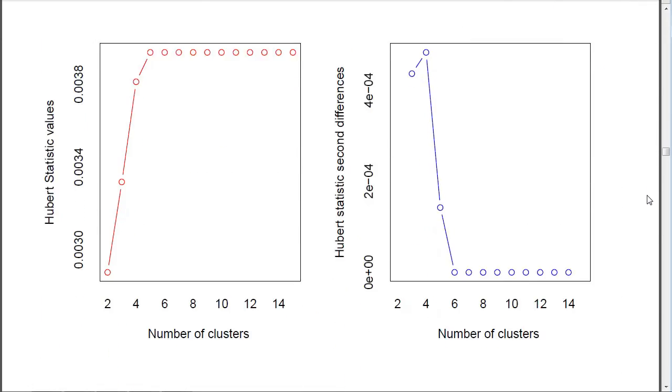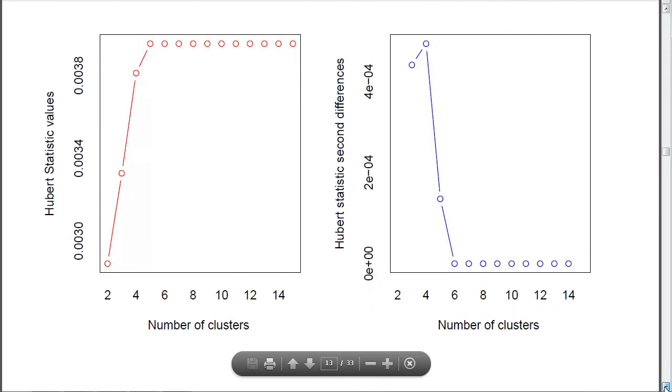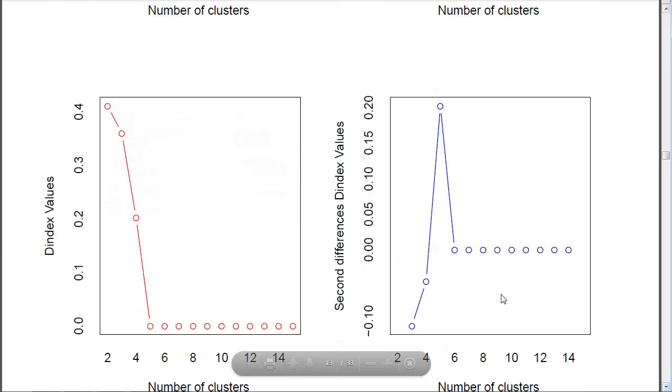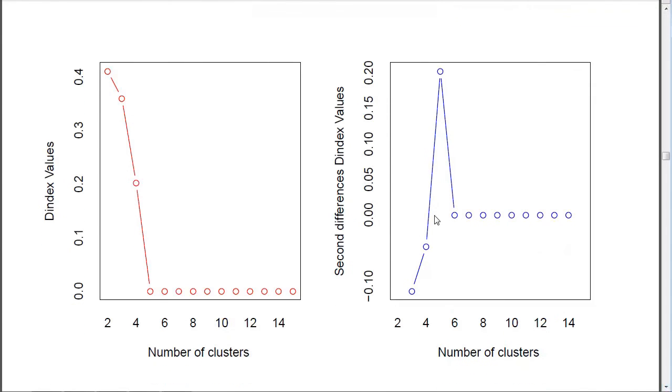Along with the output, there are some plots. For example, the Hubert statistic depends on the second differences of a particular index, and it's this peak that it suggests. So here 4 clusters is the right number. For this other method, the D index, the second difference, this peak is at 5 clusters.